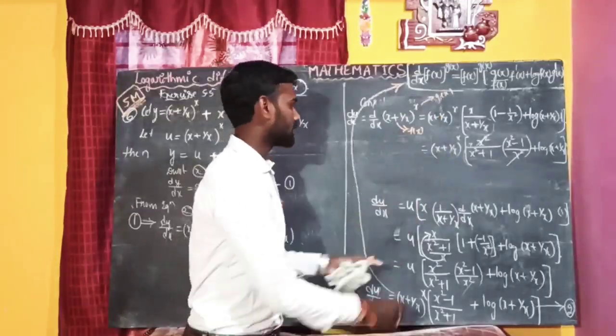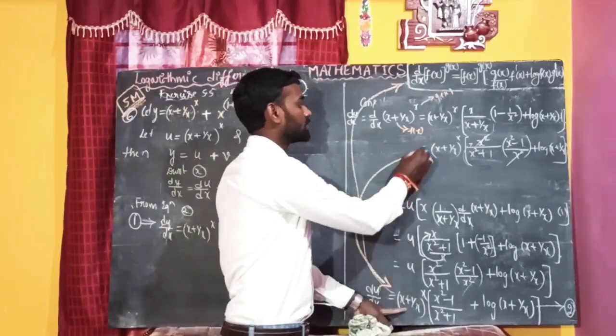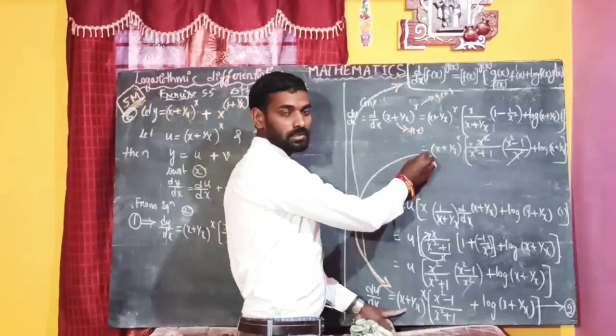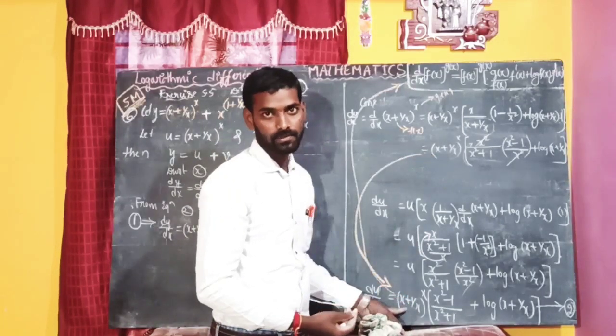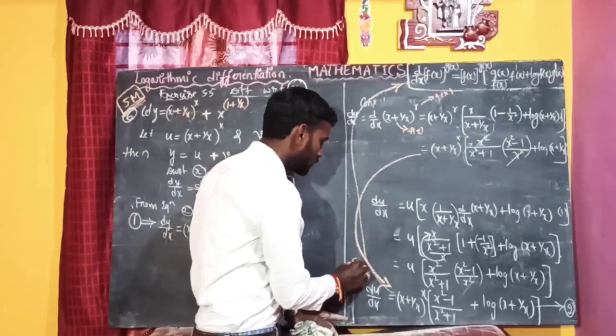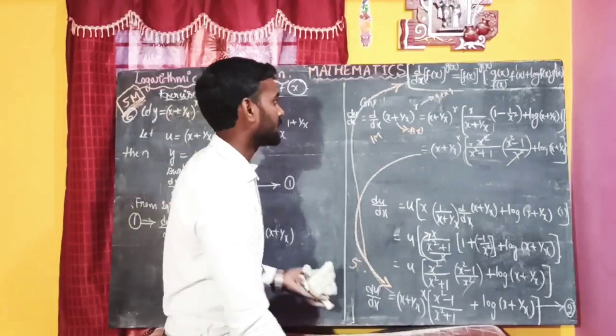That is our answer. Observe, these two results are the same, but here I am using the formula, and here I am using the procedure, the logarithmic differentiation procedure. For 5 marks you have to go like this, for 1 mark you have to go like this. Okay, next.